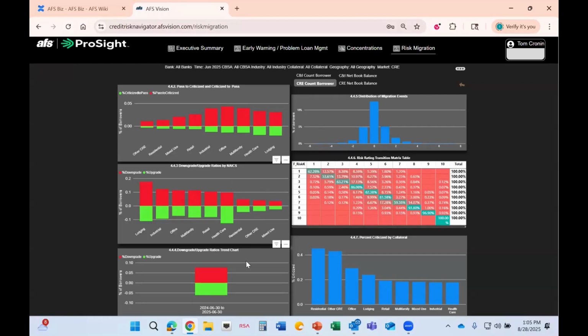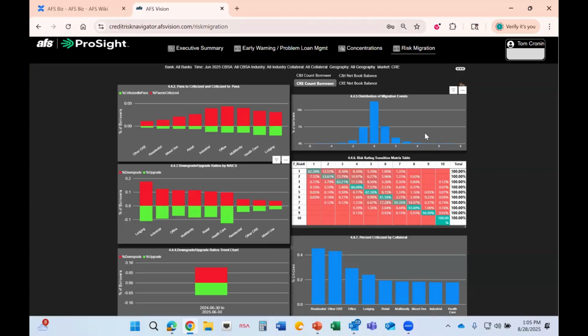The bottom chart is the downgrade upgrade trend chart. Right now, it just has a single entry here. As we populate this with more months, this will grow. So there'll be a column for each month. But this basically takes what you saw above and summarizes it at the all property level.